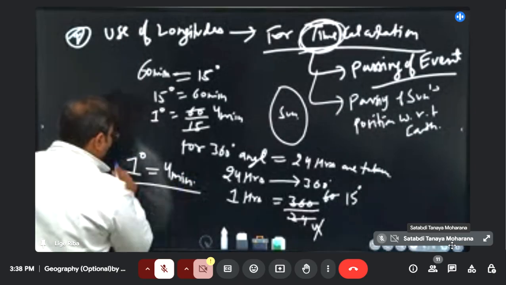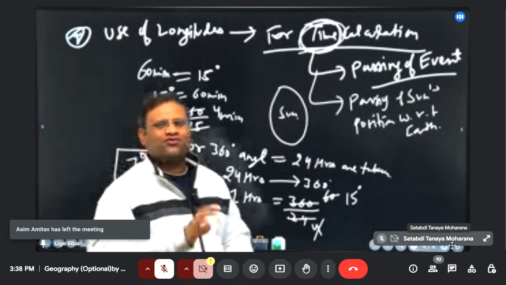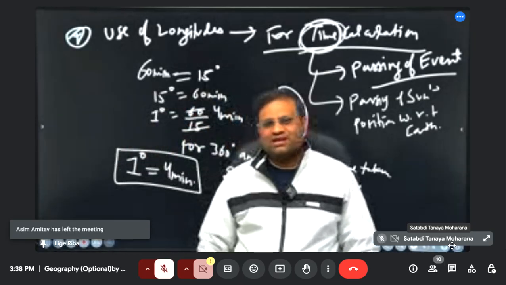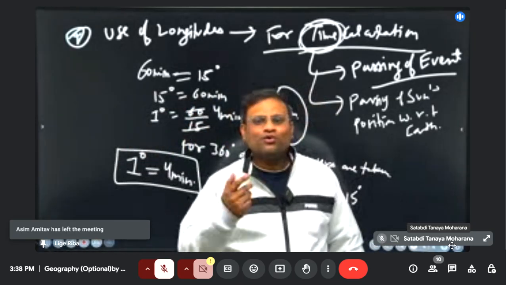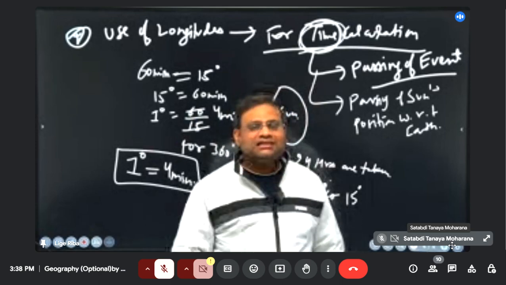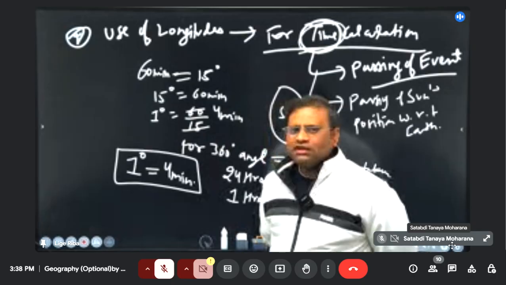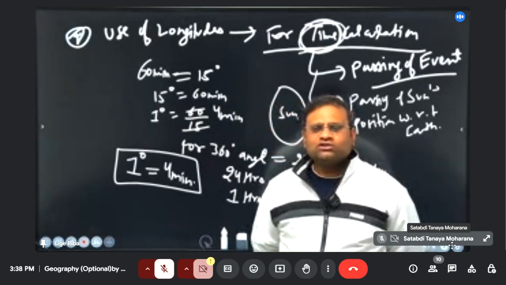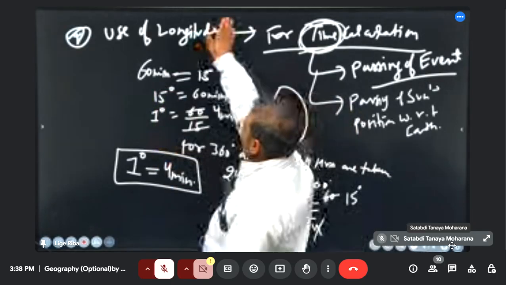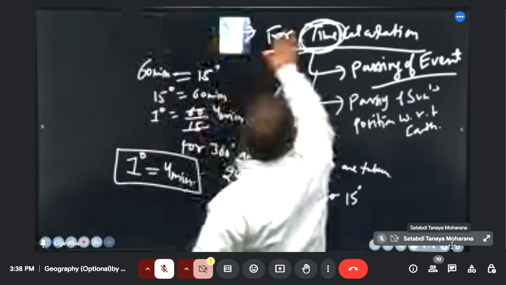It means for a 1 degree tilt, the earth requires 4 minutes. 1 degree means one longitude is passed because there are 360 lines. Right? So these longitudes are drawn in such a way that two longitudes are 4 minutes away from each other. We can make this conclusion.